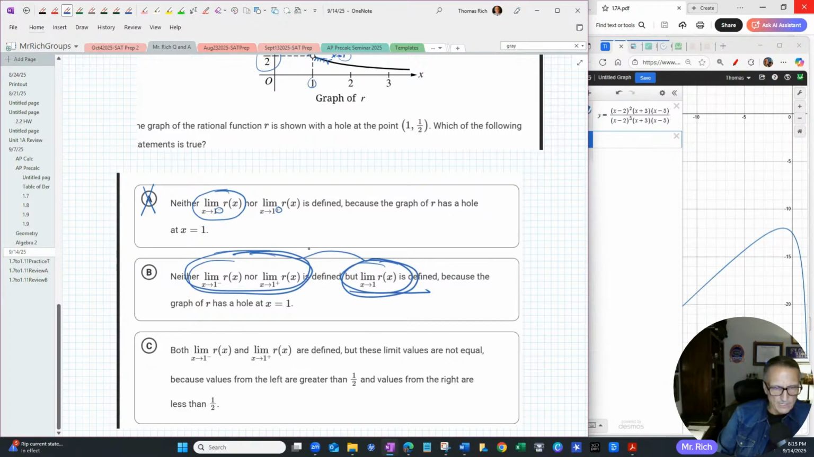All right, and then C is both are defined, but these limits are not equal. So I think the answer here, Hadley, is D, which is the one answer choice I don't think I got, or if you did send it, I did not see it. So this should be both these limits are defined. The left-hand and the right-hand limits are defined because there is a hole, and the overall limit is also defined, and they're all equal to 1/2. Okay.